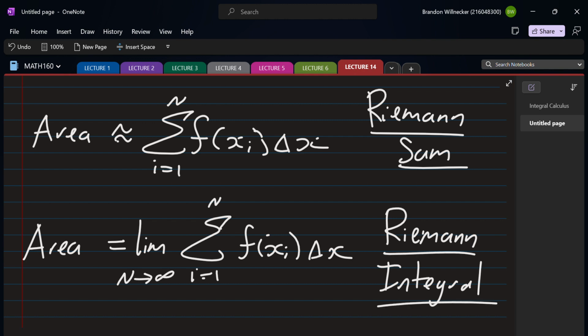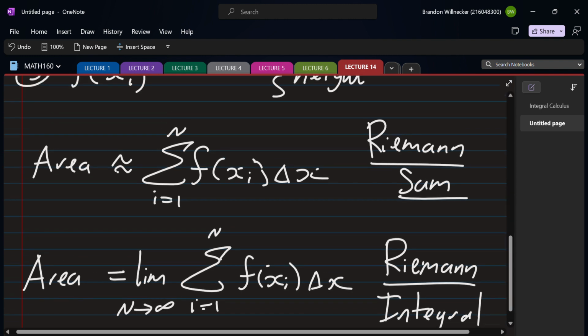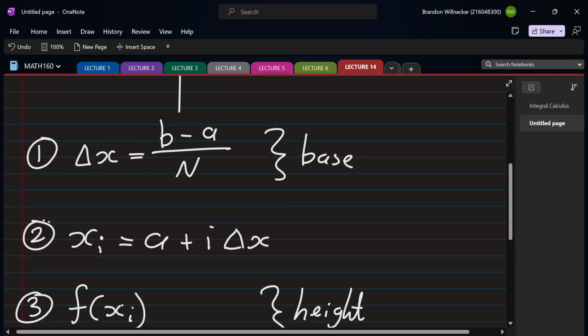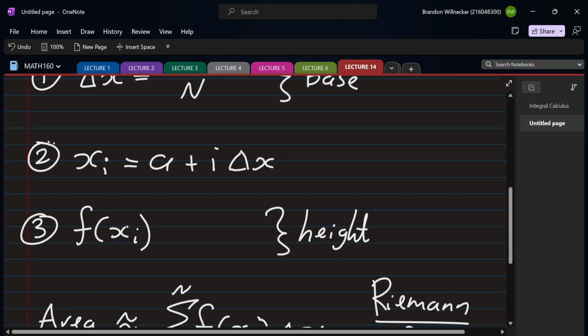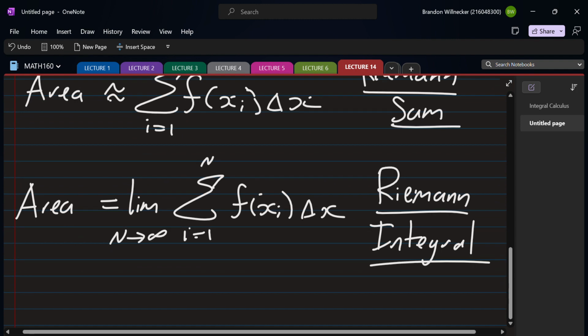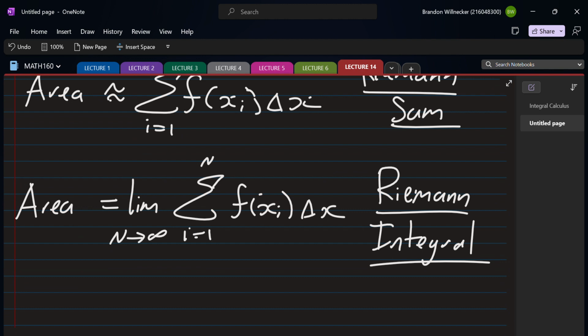Okay, so these are the steps that we take to find the exact area underneath the curve from some point A to some point B. When doing the calculation, you follow these exact steps. First we find the base, the width of the rectangle, then we find the x value at the base, we find the height, and we find the limit of the Riemann sum. Let's do a couple of examples just to show you the process.